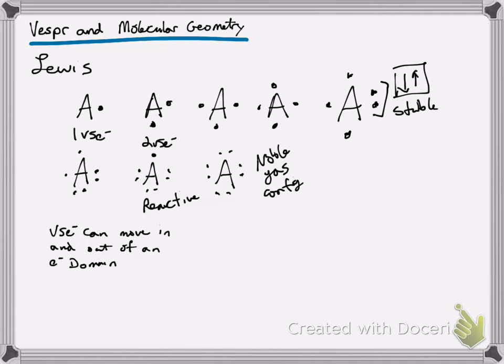And this is equal to the bonding pattern, or the chemical and physical properties. So if we have a compound that has a certain physical or chemical property, that in turn comes from the bonding patterns that it creates, which in turn comes from the movement of valence shell electrons in and out of electron domains. So what's the difference between the valence shell electron and an electron domain?